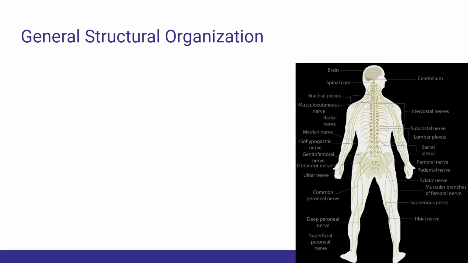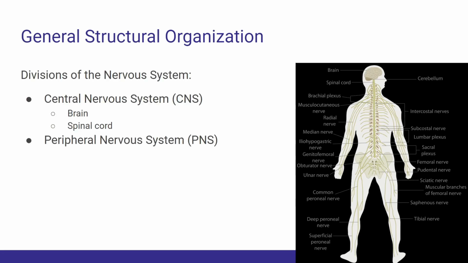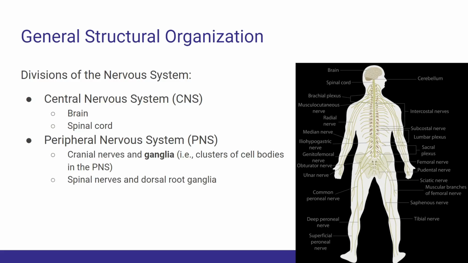So as I mentioned before, the brain and spinal cord are both parts of the central nervous system, and then we also have what's called a peripheral nervous system. The peripheral nervous system is all of the connections outside of the brain or spinal cord. That includes things like cranial nerves and what's called ganglia, which are clusters of cell bodies within the peripheral nervous system, as well as spinal nerves and dorsal root ganglia.